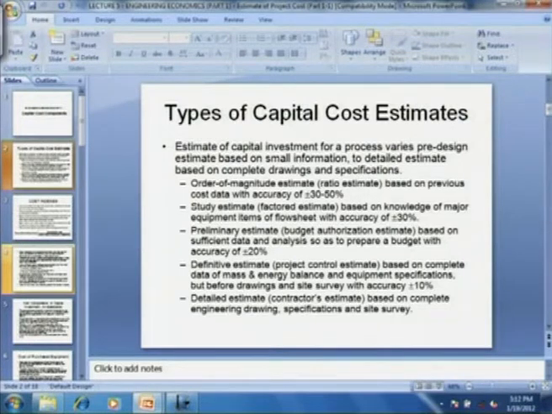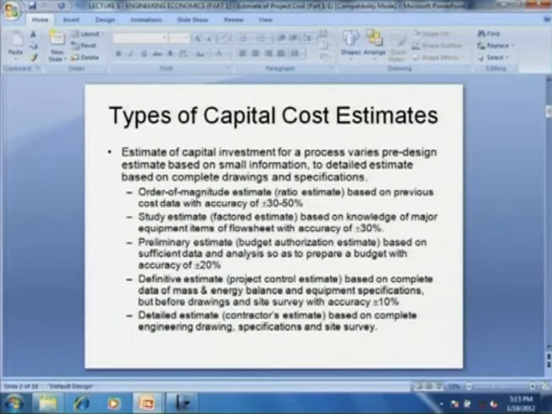First estimate is the order of magnitude estimate, or what is known as ratio estimate. This is based on previous cost data, and the accuracy of such estimate is typically 30 to 50%. Then there is study estimate, or what is known as factored estimate, based on knowledge of major equipment items of the flow sheet. This is with accuracy plus minus 30%. Then the preliminary estimate, or what is also known as budget authorization estimate. This is based on sufficient data and analysis so as to prepare a budget with accuracy of plus minus 20%.